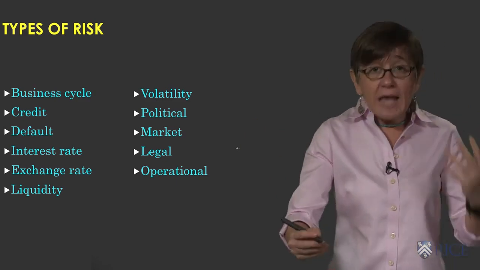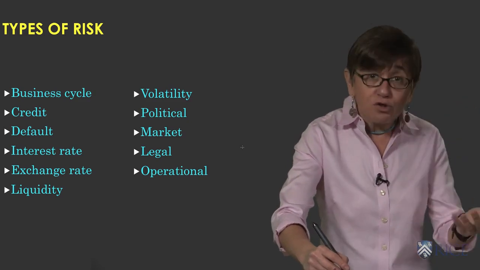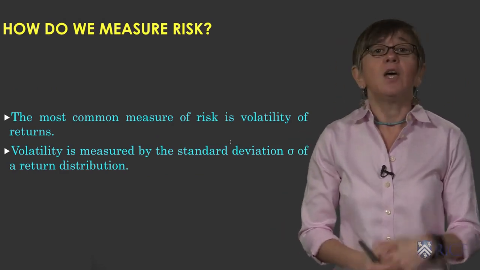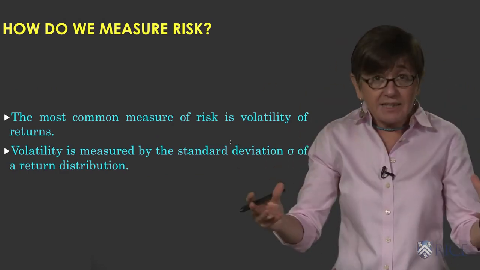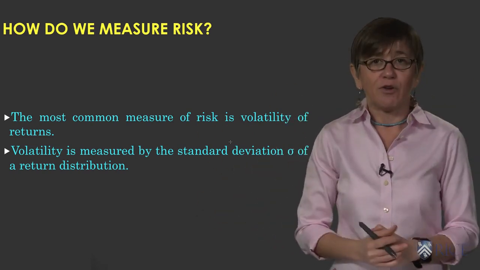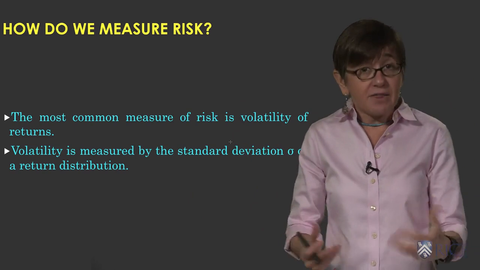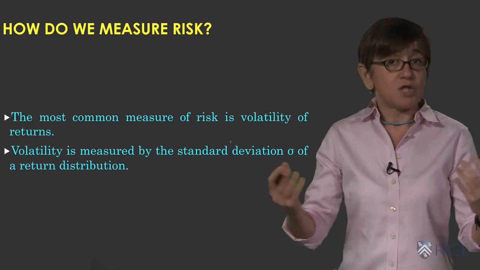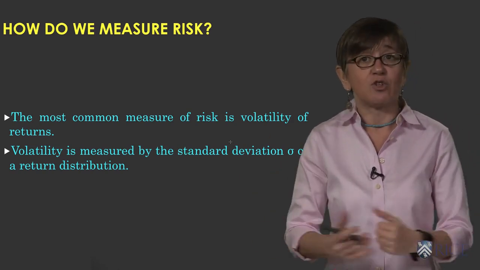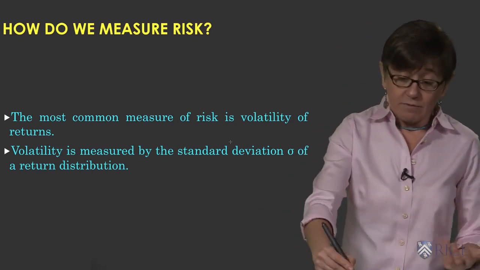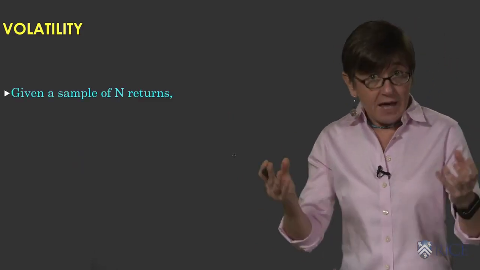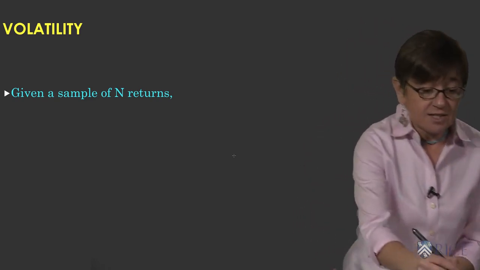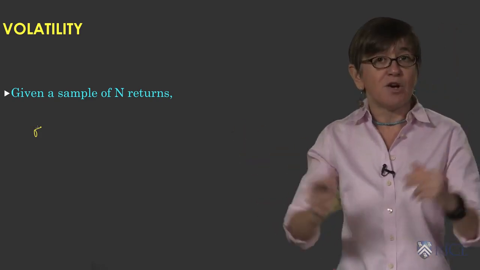Okay, so with that brief introduction to sources of risk, how do we measure risk? Well, as you remember from our previous courses, we define risk as the variability or the dispersion in returns. Therefore, the most common measure of risk is the volatility of returns, which is measured as the standard deviation of a return distribution. So given a sample of n observations, how do we estimate the standard deviation sigma from a sample of n returns?